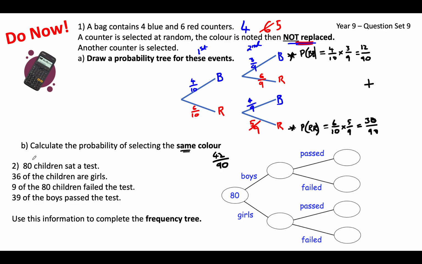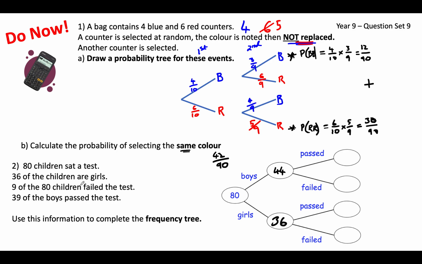Cool. Right, frequency tree. 80 children sat a test. There they are, 80. 36 of the children are girls. Okay, so we got 36 are girls. Now we know with these frequency trees, if branches come out of an original branch, together they need to make up that total. So if I do 80, take away 36, I'm left with 44. So 44 must be boys, because those two together make 80.